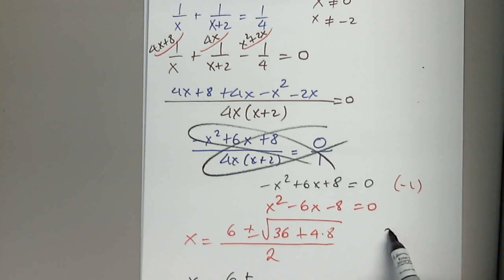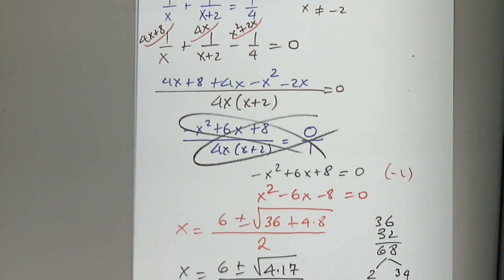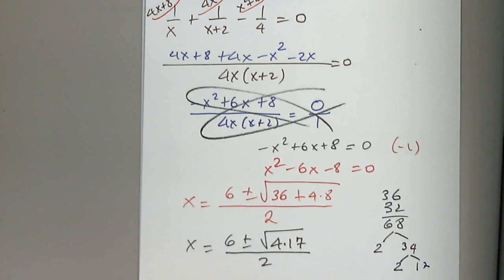the square root of 36 plus 32, which is 68. So 68 is divisible by 2. And then I have 34 divisible by 2, and I have 17. So this will be the square root of 4 multiplied by 17, divided by 2. Because my math lab will ask us to simplify fully. So I change it into 2 times the square root of 17, because I can take the square root of 4. So therefore, I have x equals 6 plus or minus 2 square root of 17 over 4.